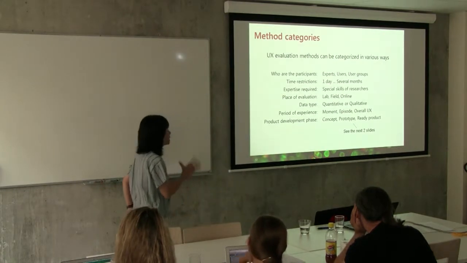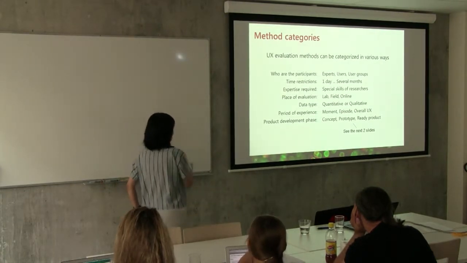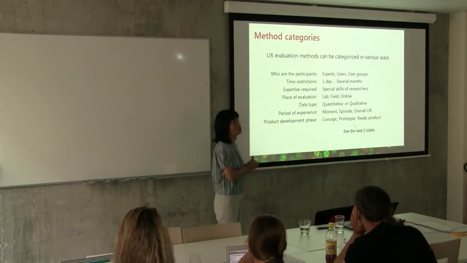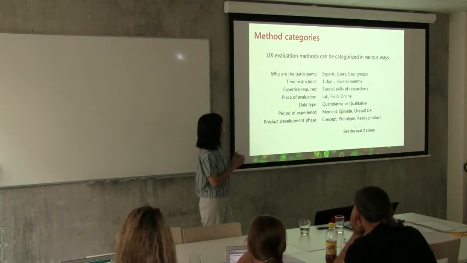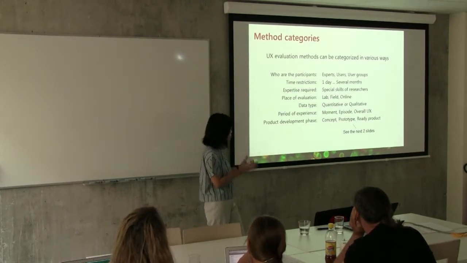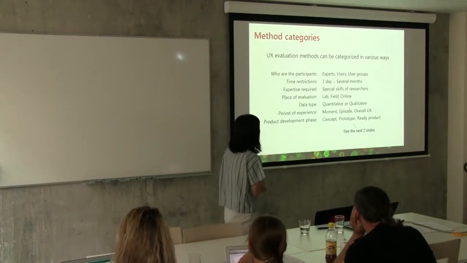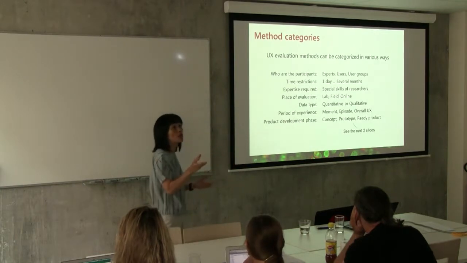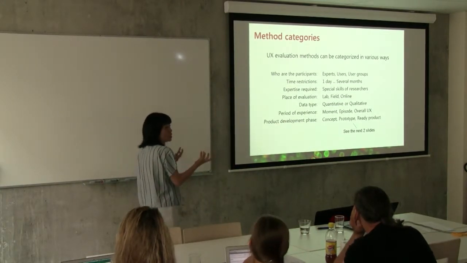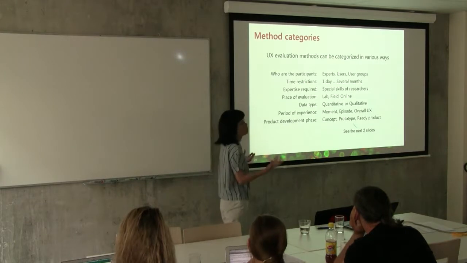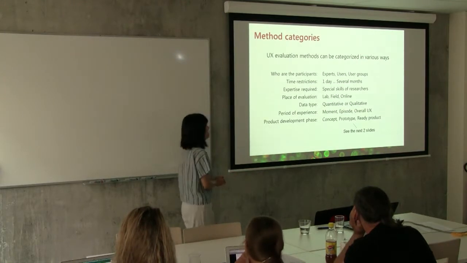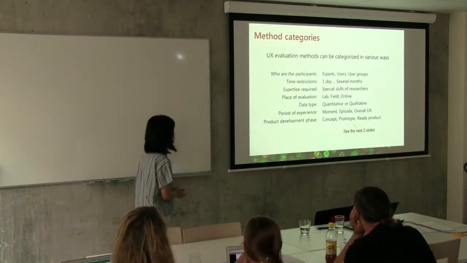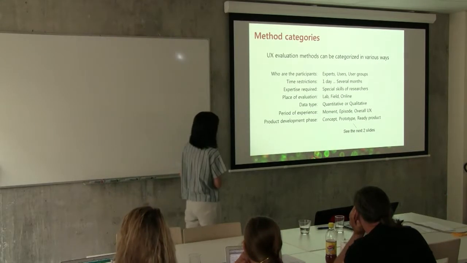And then we categorize them according to these attributes. So who are the participants of the study? It can be experts, it can be users or user groups. The time restriction: as you filled the table, some of you mentioned several days or maybe several months, depending on the resources you have. The expertise required: what kind of skill a researcher or a practitioner needs to conduct a study.